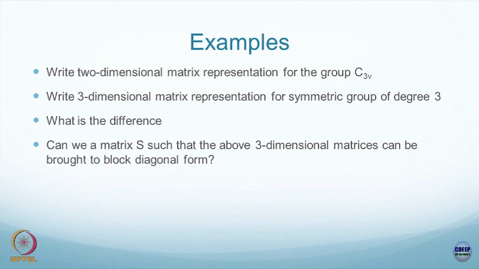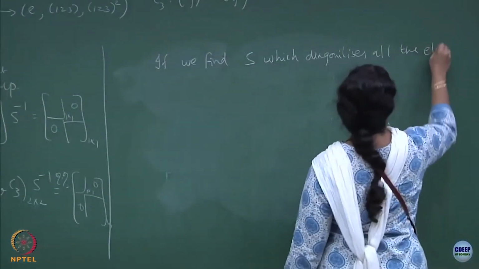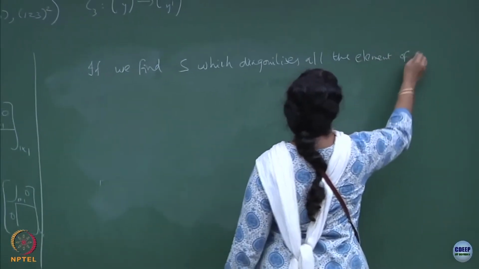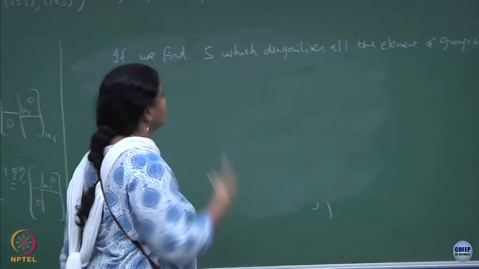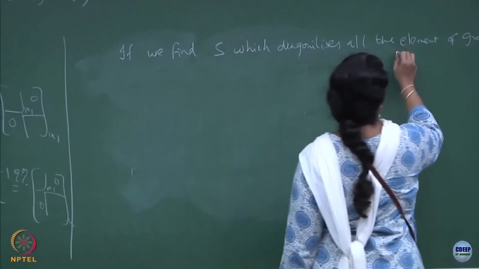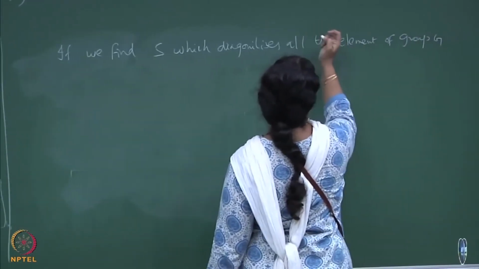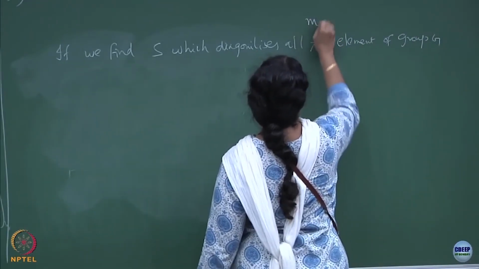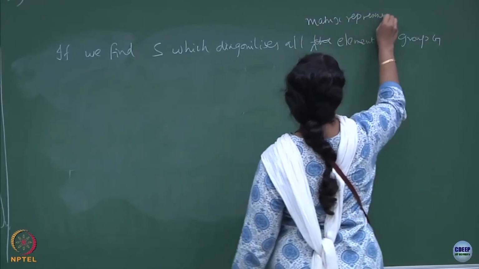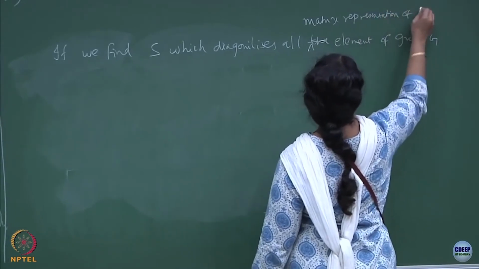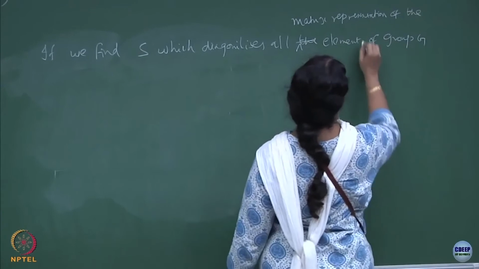If we find S which diagonalizes all the elements of group G, okay, all the matrices, all the representing. So, let me write it this way. Representation of the elements of group G.